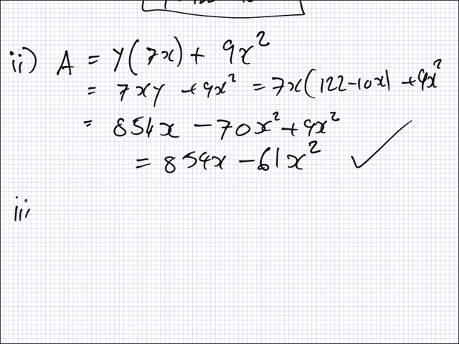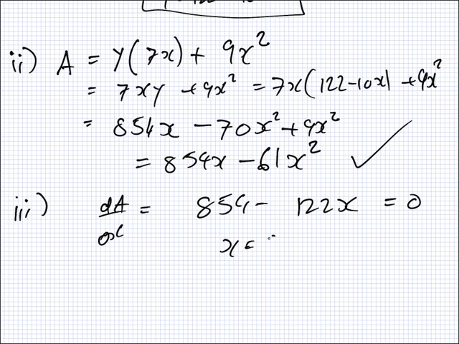Part 3. Find the value of x that gets a maximum. Right, so what do I do here? Derivative. 854 minus 122x equals 0. So what is 854 divided by 122, please? What is it? 7. Okay, 3 marks for that.